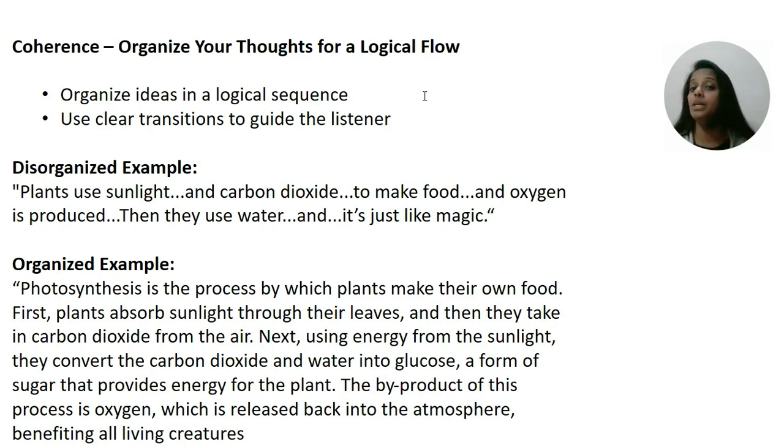Right, now let's make it more coherent. Here is an example of an organized flow. Photosynthesis is the process by which plants make their own food. First, plants absorb sunlight through their leaves. Then they take in carbon dioxide from the air. Next, using energy from the sunlight, they convert the carbon dioxide and water into glucose, a form of sugar that provides energy for the plant. The byproduct of this process is oxygen, which is released back into the atmosphere, benefiting all living creatures.